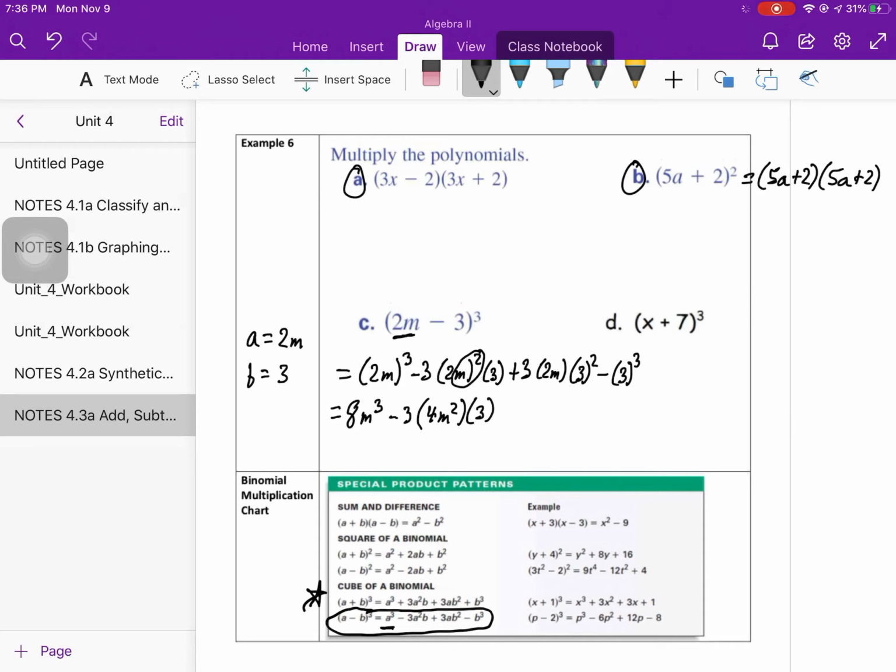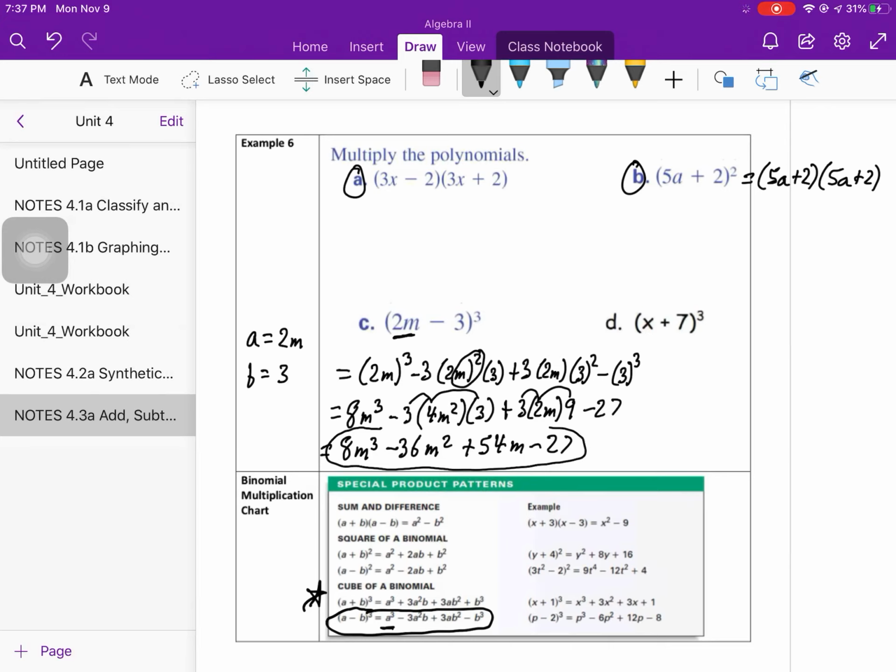So let's keep doing that same thing over here. So we know that we would get 3 times 2m times 3 squared is going to be 9. And then 3 cubed is 27. So let me finish this off here. So we get 8m cubed. And then we multiply 3 times 4 is 12, and then 12 times 3 is going to be 36. So we get -36m squared. And then we have 3, 2, and 9. 3 times 2 is 6, and 6 times 9 is 54. So we get 54m. And then the last thing is -27.